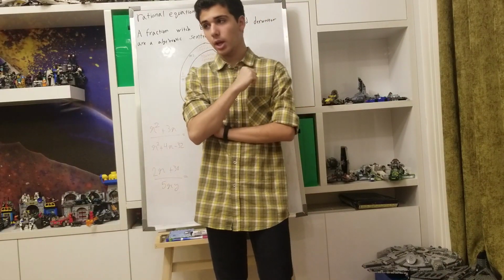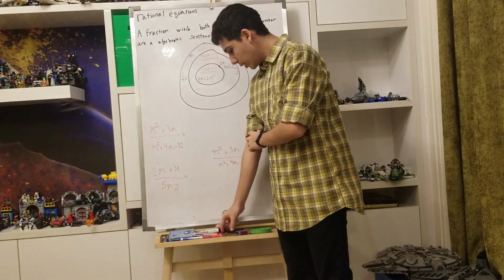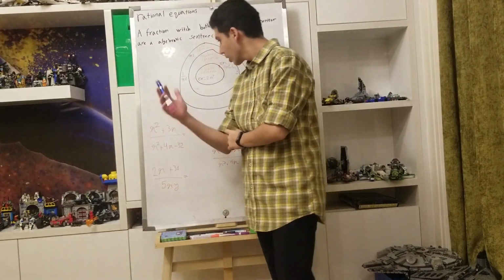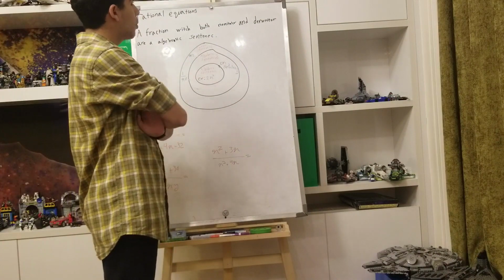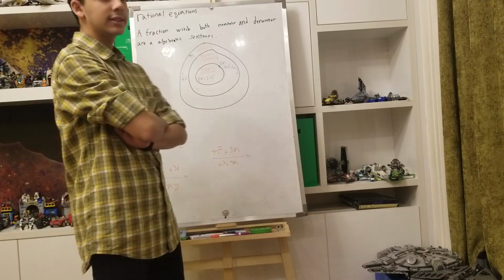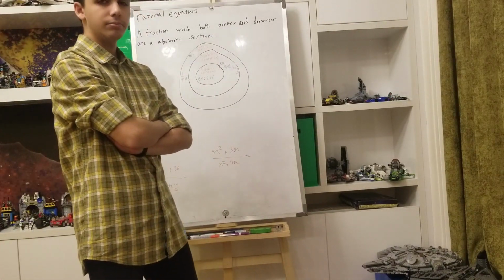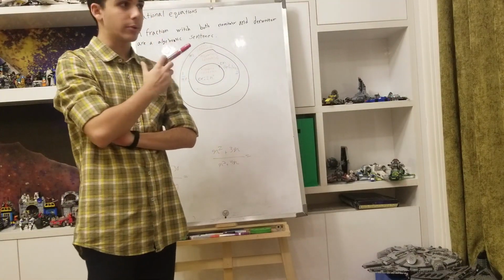Now, what is a rational equation? Now, let's go with blue. A rational equation is a fraction in which both the numerator and the denominator are algebraic sentences. This is the best thing I can say about a rational equation.